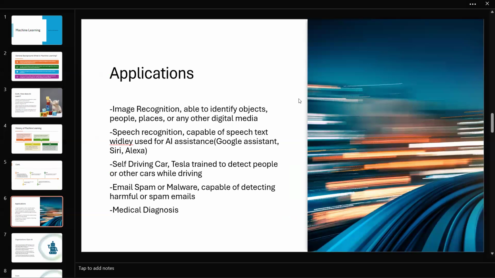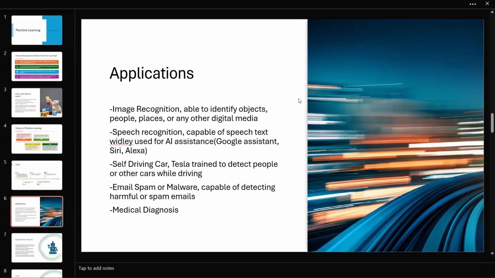So let's talk about applications. What can machine learning actually be applied to? Essentially, there's a wide variety of applications. Just to list a few examples: image recognition, which would be able to identify objects, people, places, or any other sort of digital media. Speech recognition, which would be capable of converting speech to text, and is often used for AI assistants. Think of the typical Siri, Alexa, or other Google assistants.